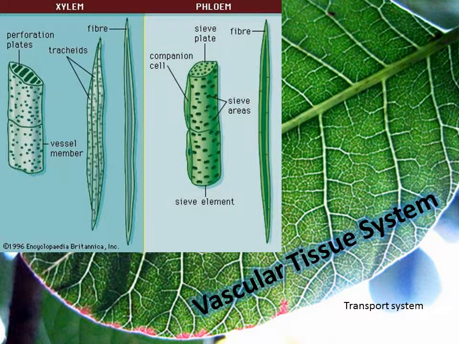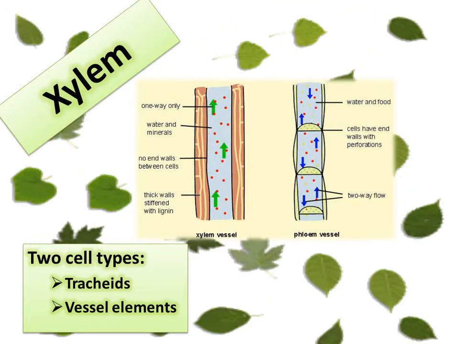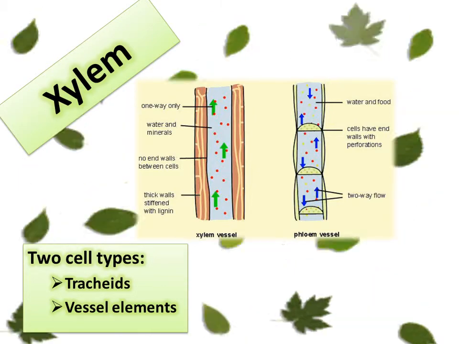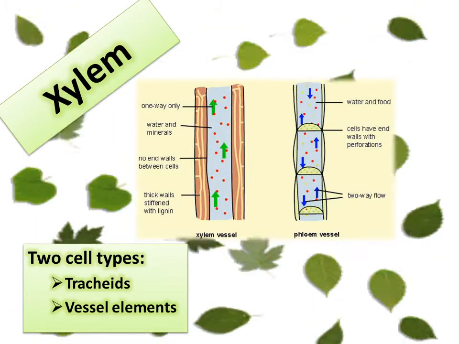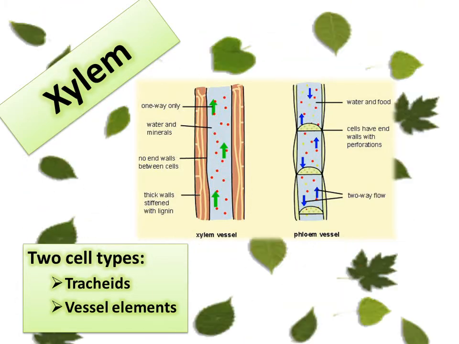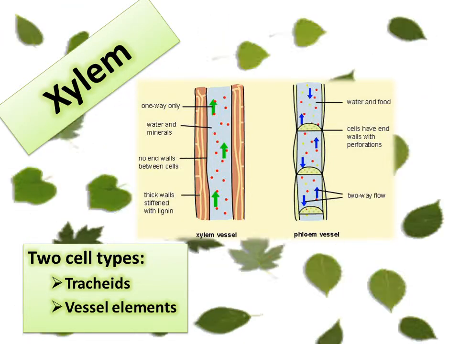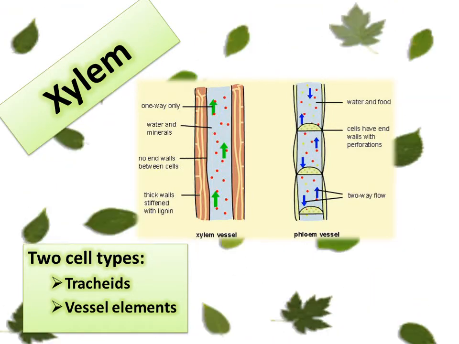The third type of tissue system is the vascular tissue system, which is known as the transport system. Xylem carries water and minerals from roots to the rest of the plant. There are two cell types: tracheids, which have pits in cell walls that allow movement of water. The second is vessel elements, which form a pipeline.